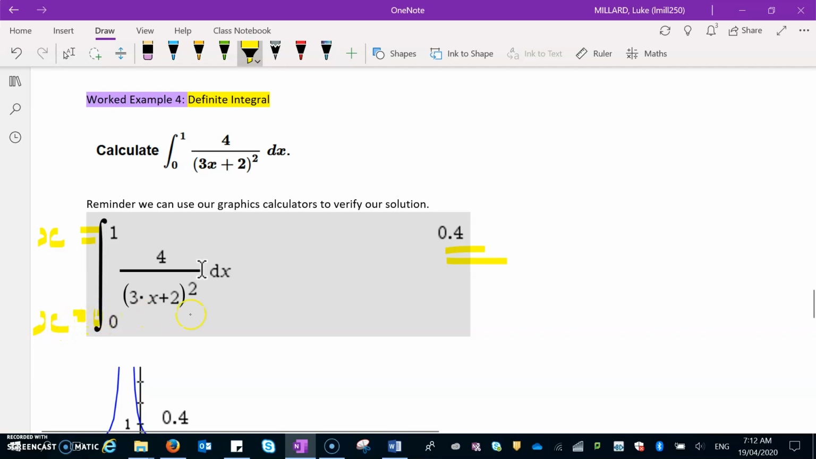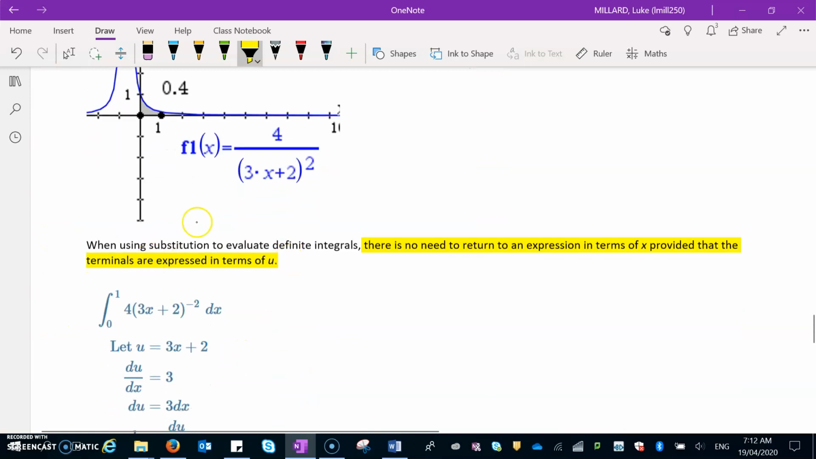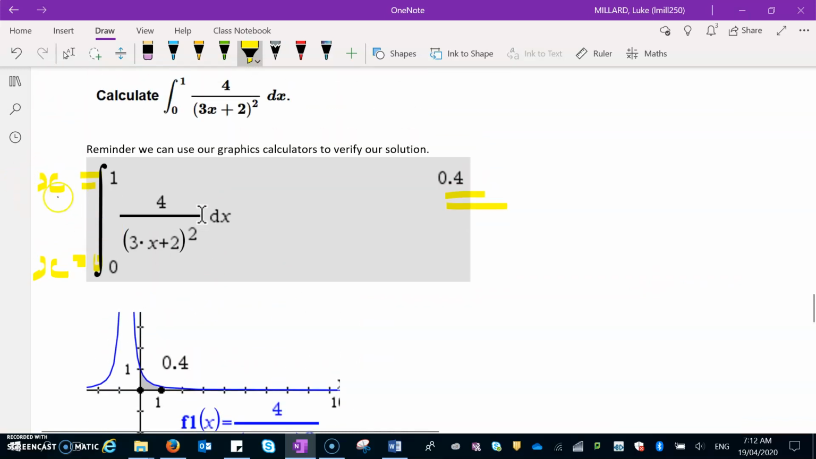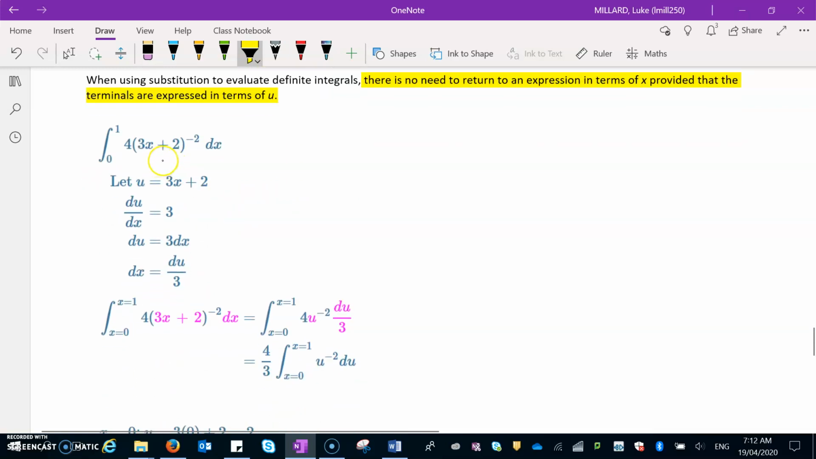Now, nothing too particularly difficult about this question, but something I wanted to mention is that when using substitution to evaluate definite integrals, there is no need to return an expression in terms of x, provided that the terminals are expressed in terms of u. So I've really tried to make that emphasis that x is equal to 1 and x equals to 0. And I want to show you, some of you are probably understanding that. Some of you are going, geez, that's a lot of words. What do you mean? Well, if we take this particular question again, we do the same process.